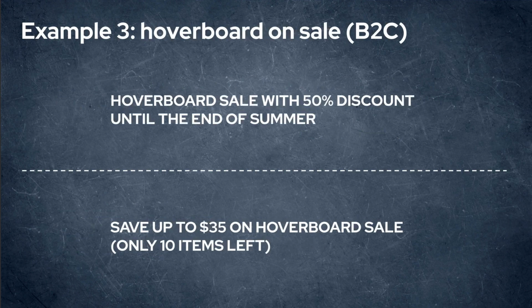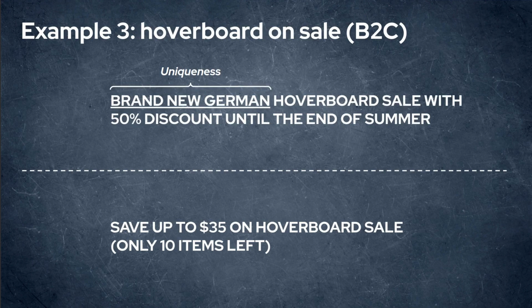In the third example, we can use labels as a uniqueness, allowing the audience to make necessary conclusions in favor of our product. Brand new German hoverboard sale with 50% discount until the end of summer.